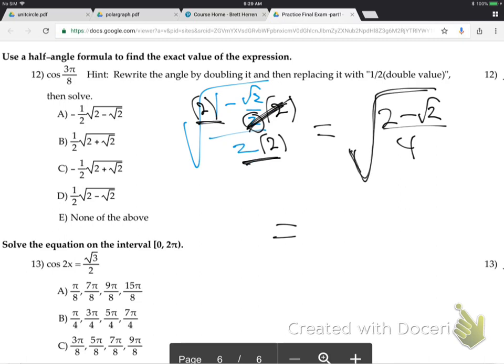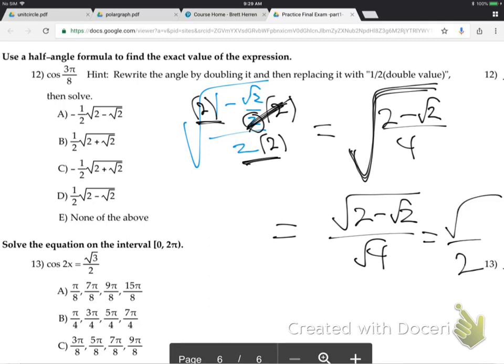Well, root over a whole fraction goes on the top and on the bottom. And what is the bottom? What's the root of 4? That's just 2. The top can't do any more, so there it is. It's the same thing as a half in the front. It's D, isn't it? Yeah. The 2 in the bottom, same thing as a half in the front.